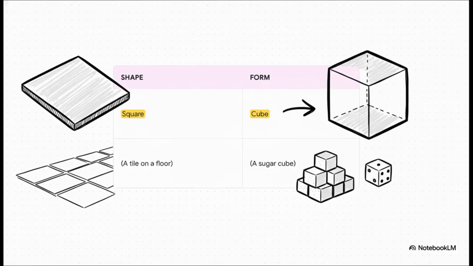And it's the exact same idea here. A square, like a tile on the floor, is a 2D shape. But give it that third dimension, depth, and you get a cube, like a sugar cube or a die. And this is so important because designers almost always start with these simple shapes and then build them up into the 3D forms that we all use every single day.